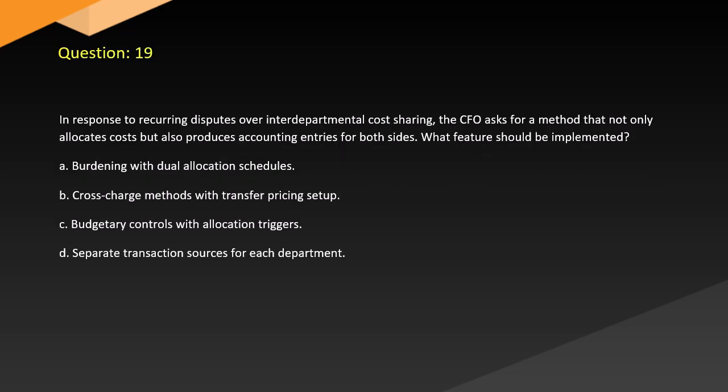Question 19. In response to recurring disputes over interdepartmental cost sharing, the CIO asks for a method that not only allocates costs but also produces accounting entries for both sides. What feature should be implemented? A. Burdening with dual allocation schedules. B. Cross-charge methods with transfer pricing setup. C. Budgetary controls with allocation triggers. D. Separate transaction sources for each department.